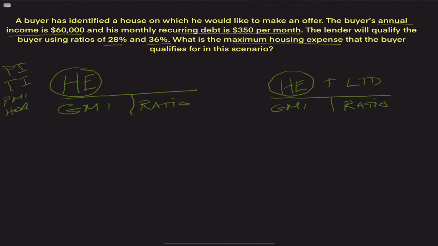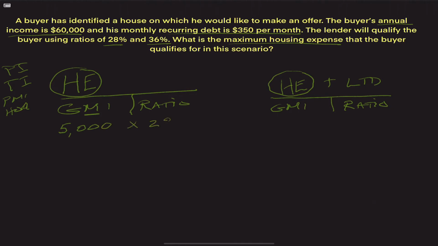Well, as I look back through the problem, the annual income is $60,000. Well, this problem doesn't ask for annual income. It asks for gross monthly income. 60,000 divided by 12 would certainly be $5,000. And the front end ratio is 28%.